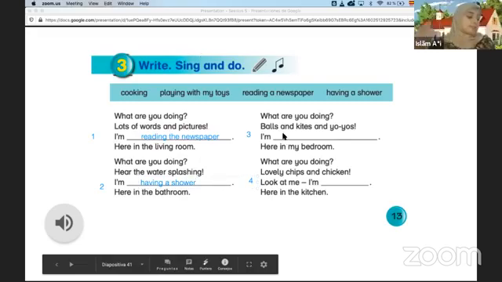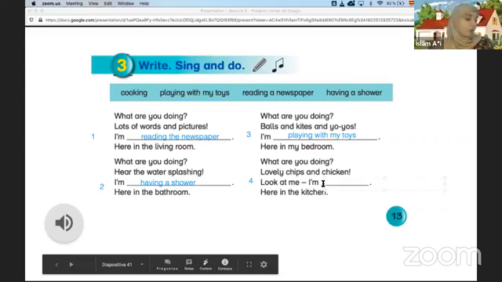Exactly. Number 3, Asma says, playing with my toys. And I can see here yo-yos, kites, balls. So all these are toys. So I'm playing with my toys here in my bedroom.